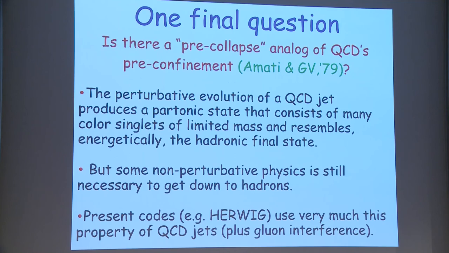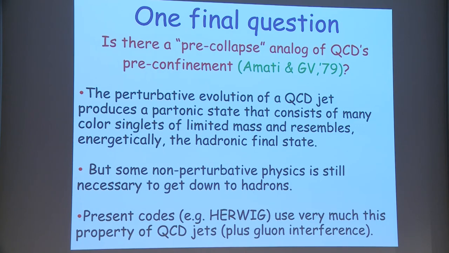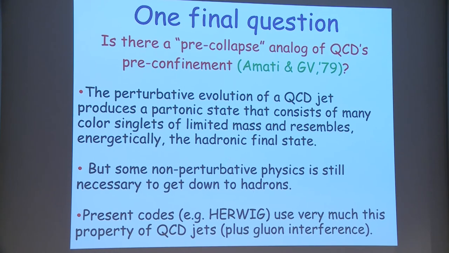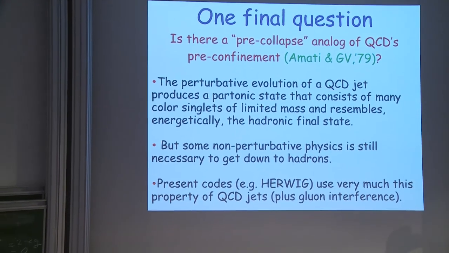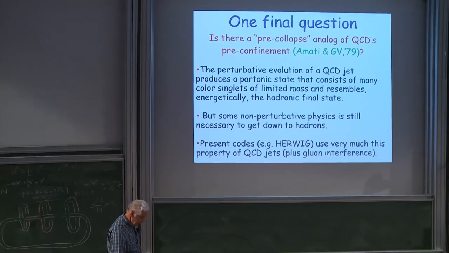Okay, I want to cut this story short. If you want a conclusion, or even a question, we would like to say that perhaps we are talking here about pre-collapse, which could be the analog of QCD's pre-confinement. Many years ago, I had a paper with Daniela Amati pointing out that the perturbative evolution of a QCD jet produces a partonic state which consists of many color singlets of limited mass and resembles energetically the hadronic final state. But of course, some non-perturbative physics was still necessary to get down to hadrons. And present codes, for instance Herwig, use very much this property of QCD jets. It adds to it gluon interference, so you see interference also comes in there. In fact, the IG in Herwig means interfering gluons.